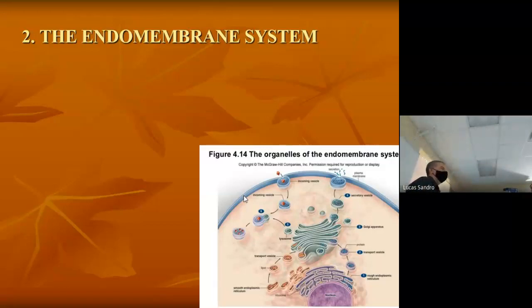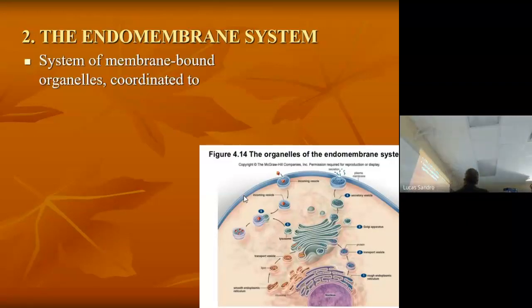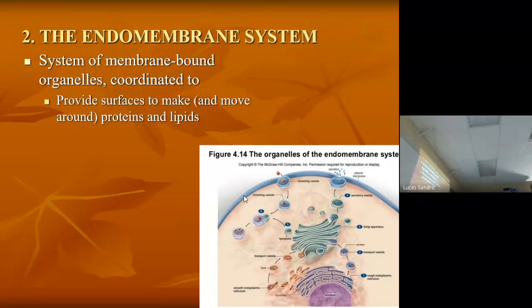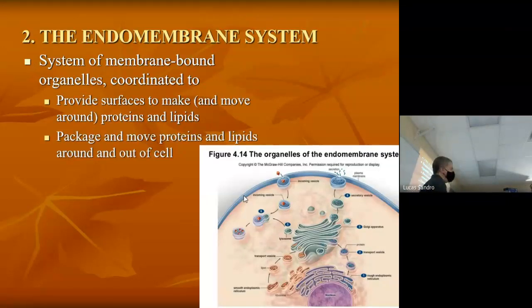Endomembrane system is a set of five cell parts that work together to do things in the cell. They hand off parts to each other, and they interlock a lot, so we talk about them. They all have membrane. They're all made of membrane. They do lots of stuff, but a good way to sum it up is they provide surface to make proteins and lipids and move them around. And they package and move those things around and out of the cell.